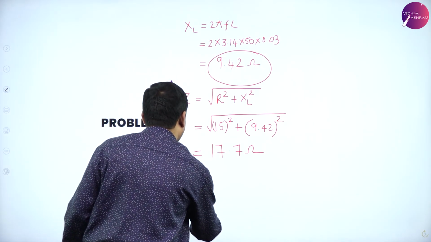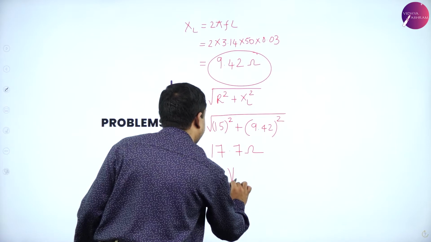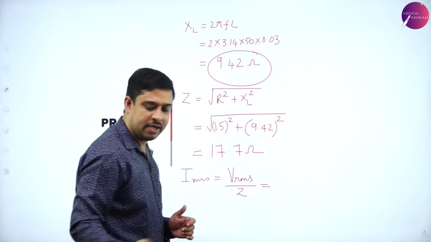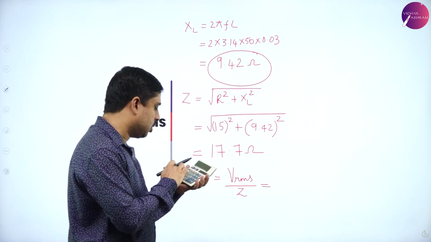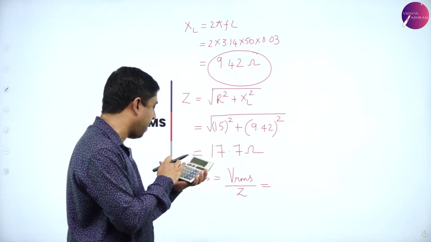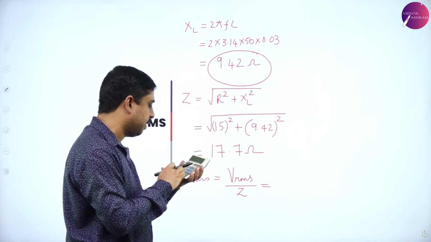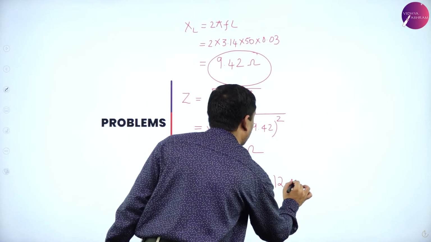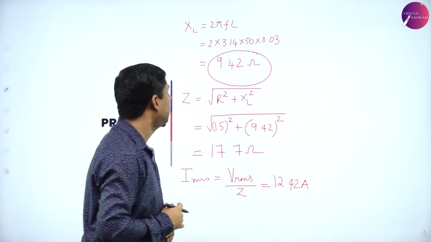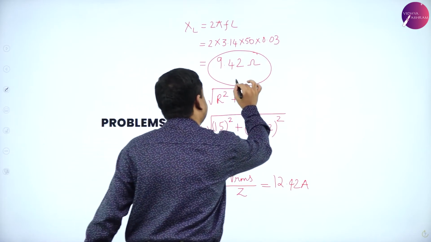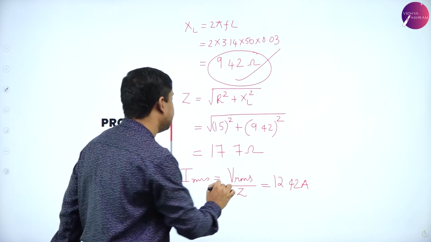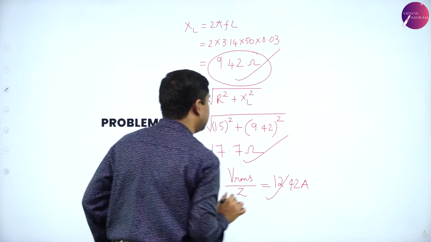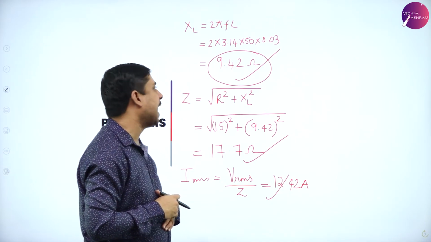Good. So IRMS is again VRMS divided by Z. VRMS is 220 divided by 17.7, which is nearly 12.42 ampere. See, the same initial calculation of XL, same initial calculation of impedance, same initial calculation of the IRMS.